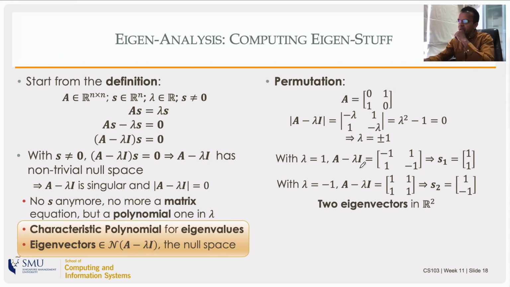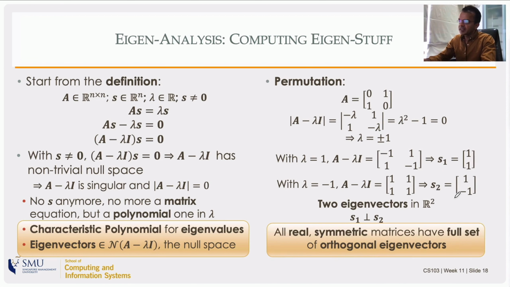Good. So here we get 2 eigenvectors in R2, which is pretty good. We have a 2 by 2 matrix, and we are looking for 2 eigenvectors and 2 eigenvalues. Very nice. Now we can see that these 2 eigenvectors, S1 and S2, are actually orthogonal to each other. If you just take S1 transpose S2, you get 1 times 1 minus 1 times 1. So it's 0. So the dot product is 0.